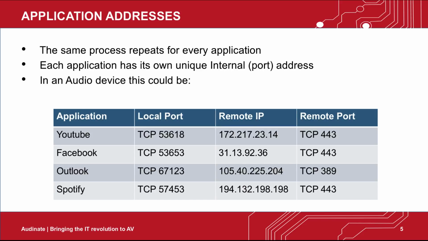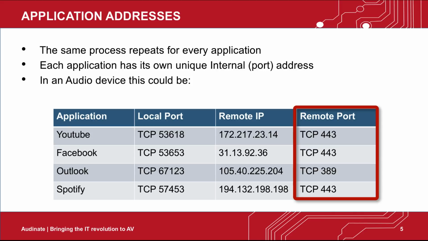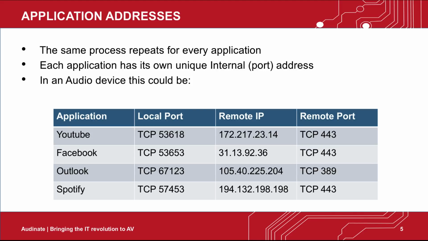Let's look at this example. Here we've got YouTube, Facebook, Outlook, and Spotify. They all have local TCP port addresses and remote port addresses. For HTTPS services, the remote socket will be 443, except for Outlook, which will be using 389 socket for an Exchange server. This is somewhat like a multicore cable.